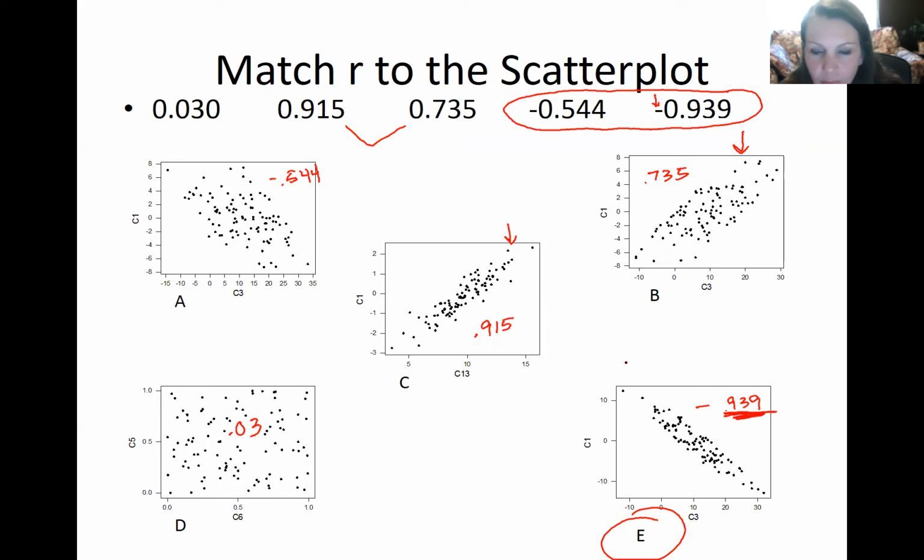So we had a couple people that selected C as the strongest. This one is pretty strong, but if you compare that 0.915 with the 0.939, then the 0.939 wins out. So remember, when you're deciding on the strength of the relationship, you can kind of ignore the sign and just focus on the actual numerical value, because the sign just indicates direction.